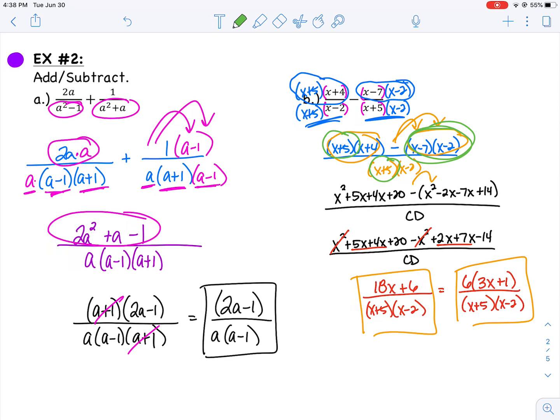So it's helpful for me, instead of writing that denominator, to write CD for common denominator. That way I don't forget to write it later in my answer, because it is part of my answer, but I don't accidentally reduce it when I'm not supposed to. Just a trick that kind of helps me. You can use it if you'd like.